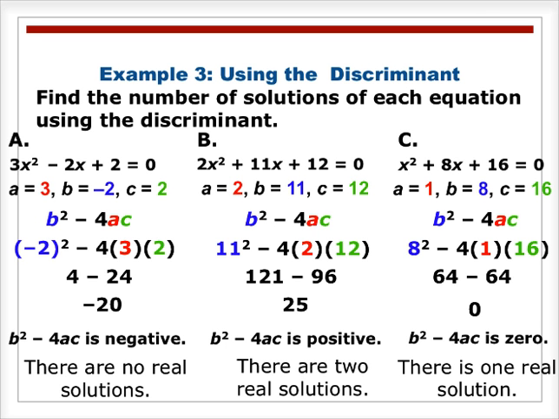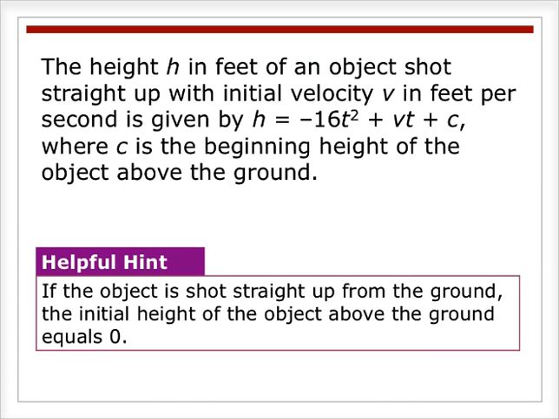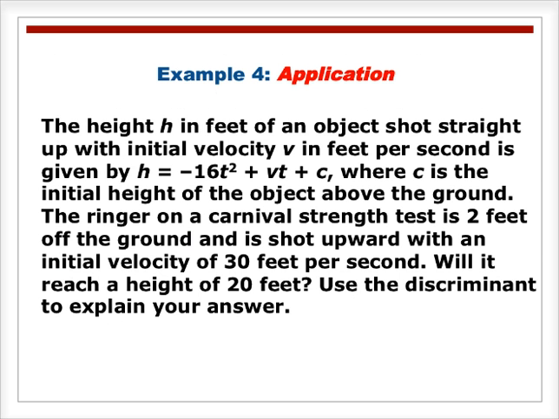Let's try and do an application of this. The height in feet of an object shot straight up with an initial velocity v in feet per second is given by h equals negative 16t squared plus vt plus c, where c is the beginning height of the object above the ground. Well, if something comes off the ground, the initial height is 0. And we've been using this vertical velocity model for other problems in factoring and in our quadratics. So in this case, we've got a ringer at a carnival, and it's 2 feet off the ground, and it goes up with an initial velocity of 30 feet per second. Will it reach a height of 20 feet?